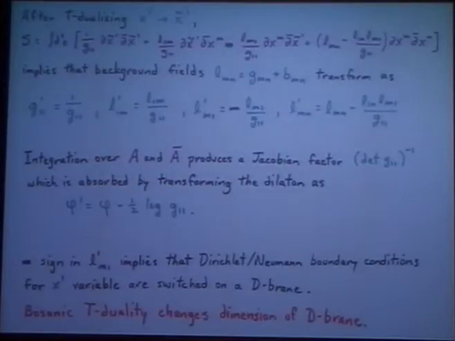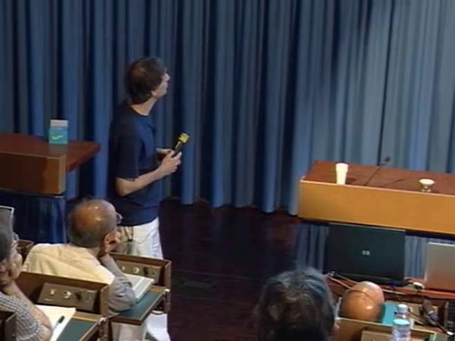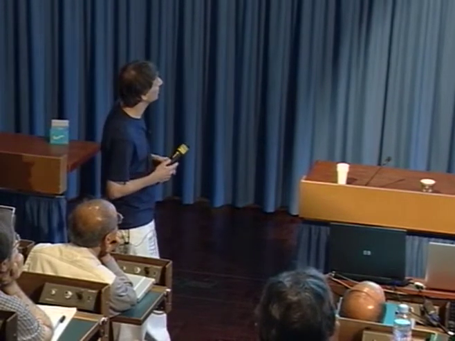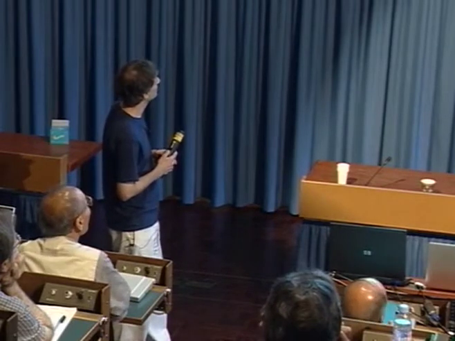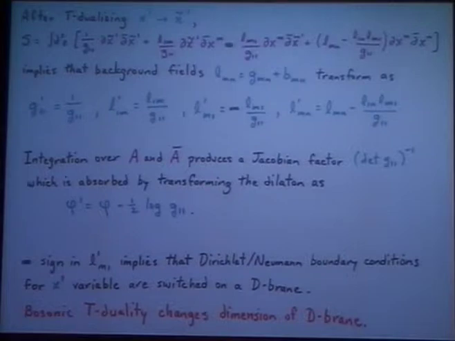So going back to this action we wrote down in terms of x tilde 1. After T-dualizing, we got this expression. And that implies that the background fields, this G11 and these L's, transform as follows. Just to remind you, I just used this symbol L to simplify the notation. It's just a sum of G and B, so it has both a symmetric and an antisymmetric part. So it's trivial to write down how these background fields transform just by looking at the terms in the action, and you see that this is how they change.